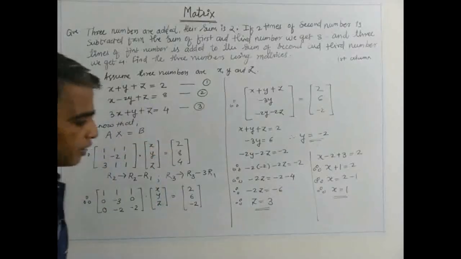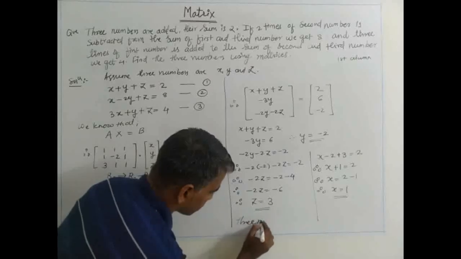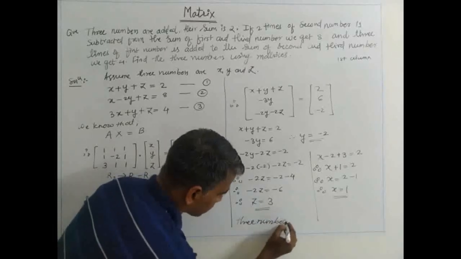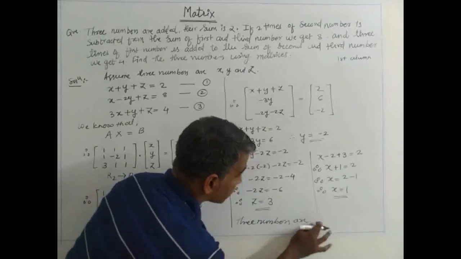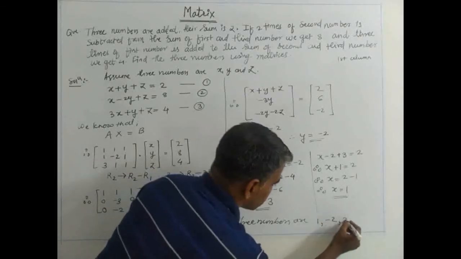Hence, the required three numbers are 1, -2, 3.